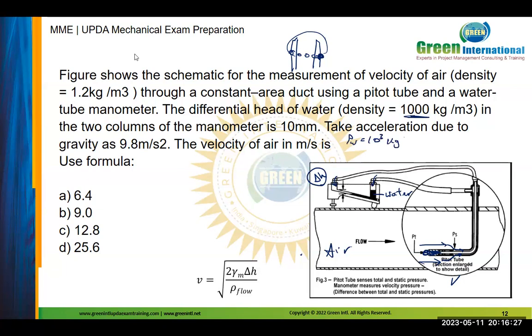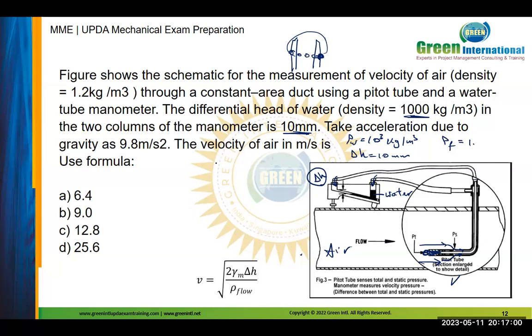This problem is different. What is different? The manometer reading uses another fluid. This is air, but this is water. So the effect of the densities of water and air enters the equation. Here it is the same flow, so there is no effect for density. Here we have an effect for density, so we should put the ratio between densities. This is what happens in this equation.